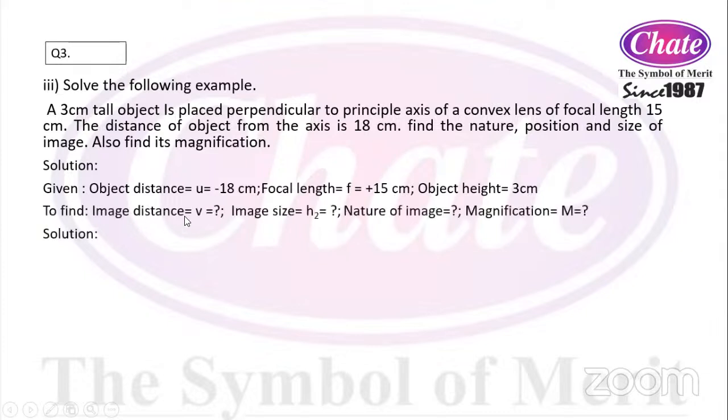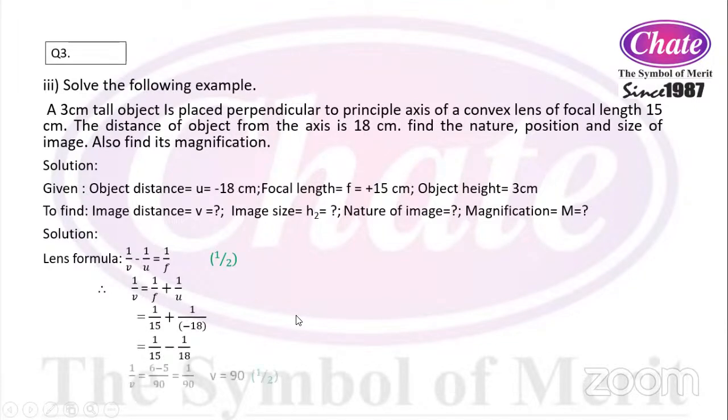Now we have to find the image distance, image size, nature of the image, and the magnification. So again, the solution is the same way. Lens formula: we have to find the image distance, that is why 1 upon v is equal to 1 upon f plus 1 upon u. Put the values and finally we are going to get the value of v as 90. Okay, it will again give you the half mark till this.